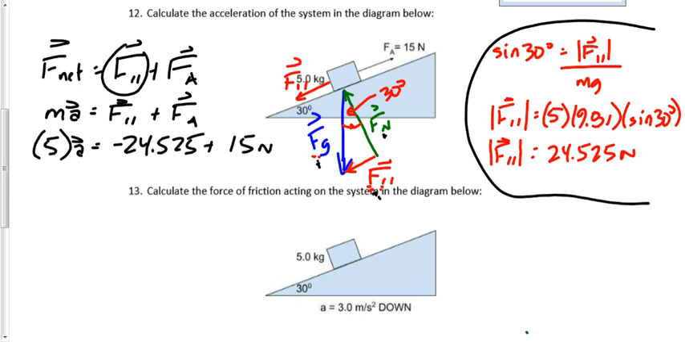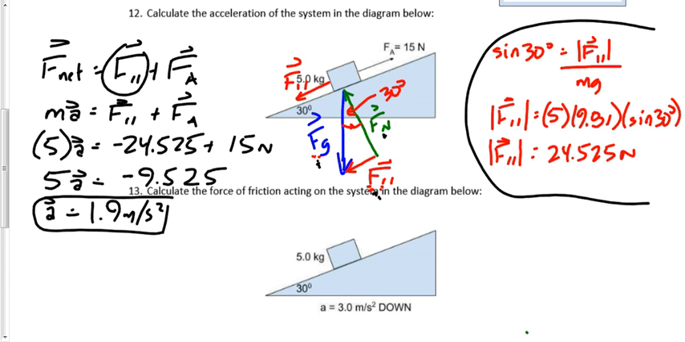All right, so 5 times A is going to be equal to, what is that, negative 9.525. And then A is going to be equal to, what's that going to be, like 1.9 something? Probably just 1.9, to 2 digits. 1.9 meters per second squared.